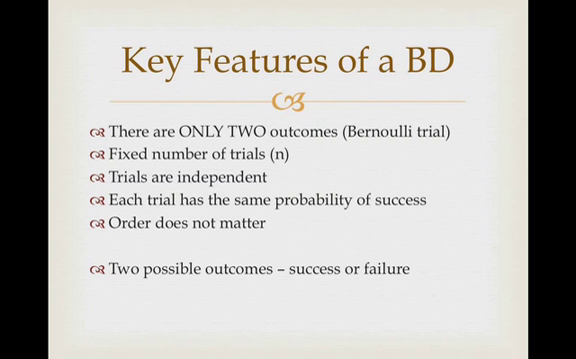So first off, key features of a binomial distribution. There are generally only two outcomes. We generally refer to this as being a success or a failure. There are generally a fixed number of trials, which are generally given by n, and trials are independent of one another. Each trial has the same probability of success, so hence it is with replacement, and order does not matter when we're generally looking at the probabilities. Two possible outcomes, as I said before, are success and failure based. So this will become more apparent as we go through the conceptual side of binomial distributions, but for now let's get into some of the mathematical concepts.